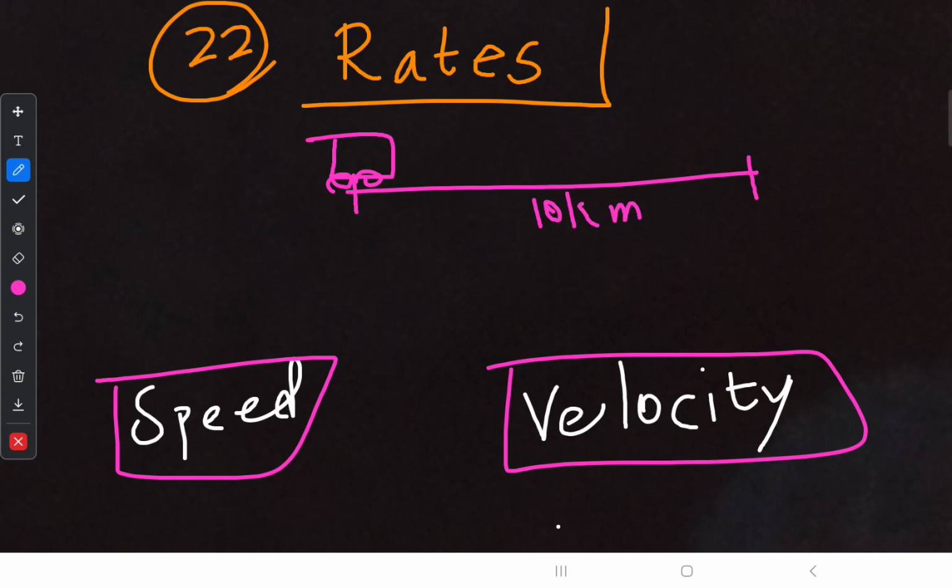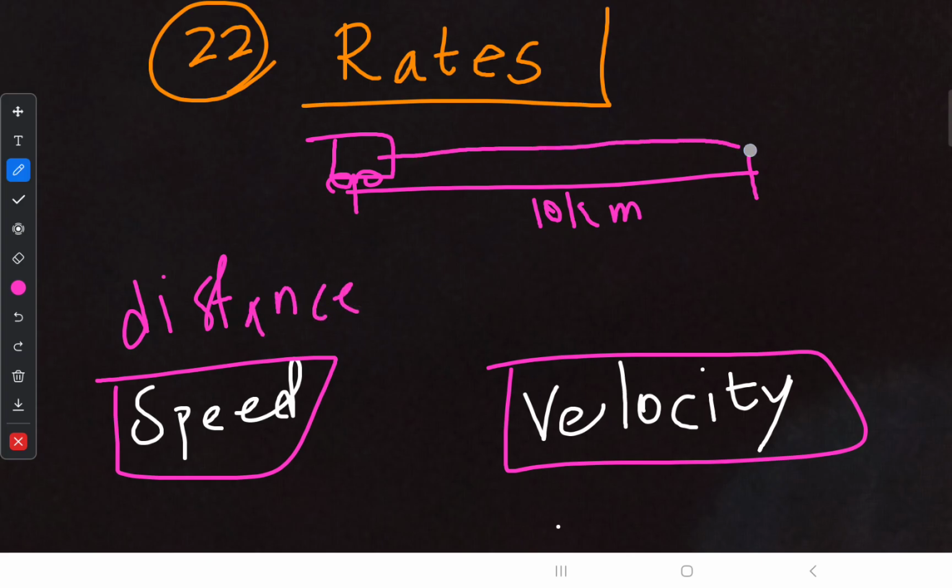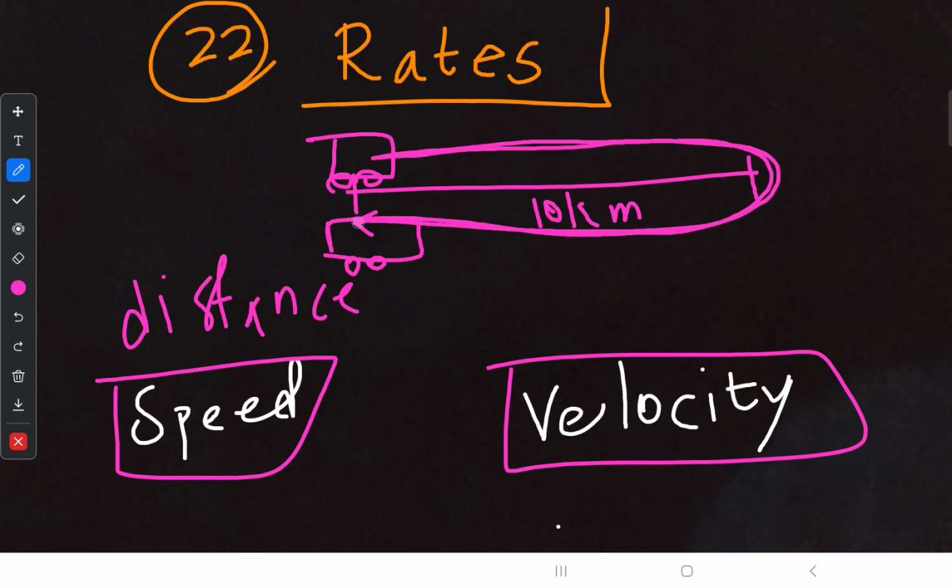When I think about speed, I have to consider distance. This vehicle is going here and returning to the initial place where it started its travel. It goes here and comes again to the same place within 2 hours, where it started its journey.